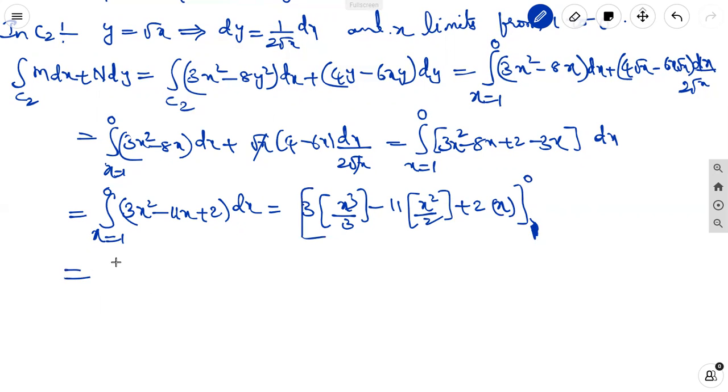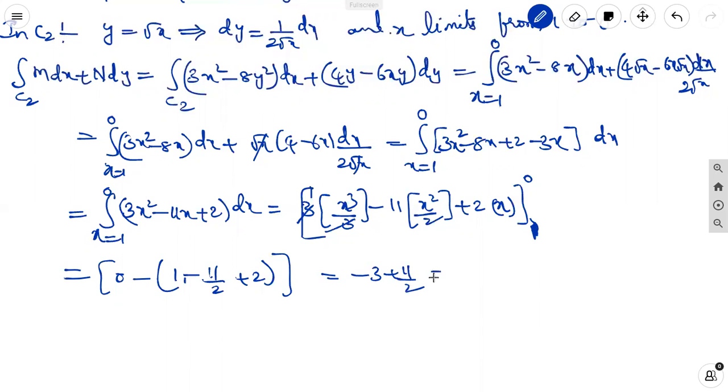Upper limit minus lower limit: the lower limit 0 gives 0, and the upper limit 1 gives 1 cube is 1, minus 11 by 2, plus 2. Substituting x equal to 1, it is equal to 1 plus 2 is 3, minus 3 plus 11 by 2. Taking LCM 2: minus 6 plus 11 equals 5 by 2.